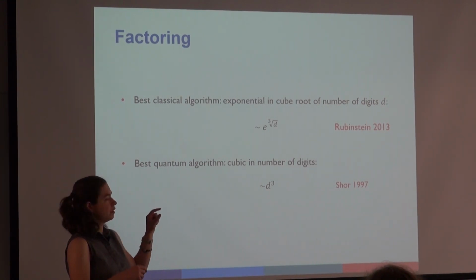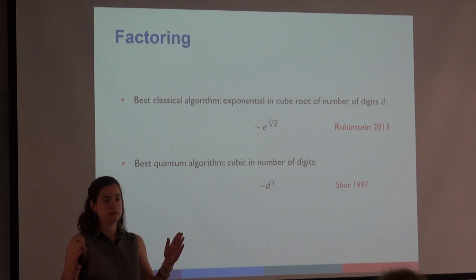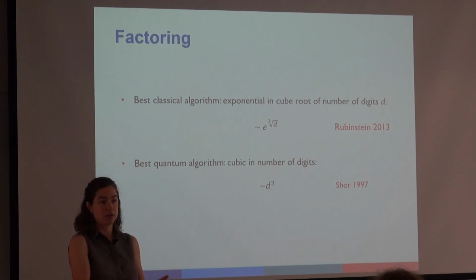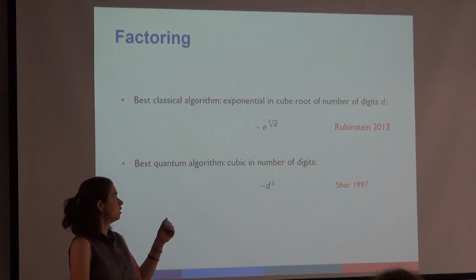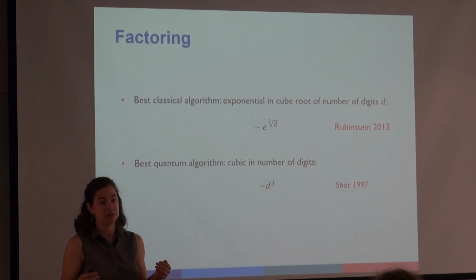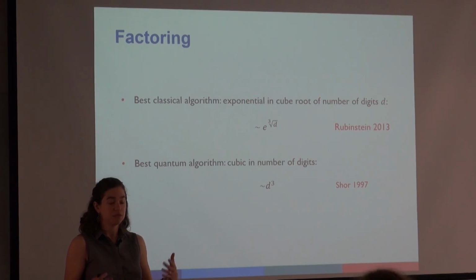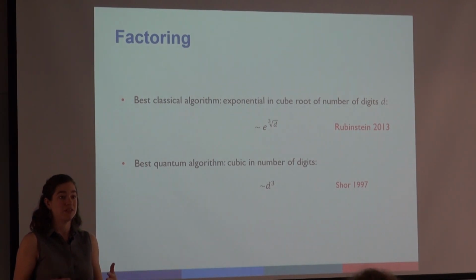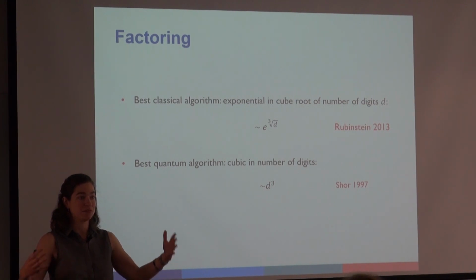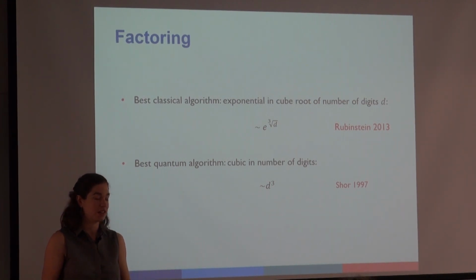If we call this little d the number of digits, and the number I showed you on the previous slide had a couple hundred digits in it, the amount of time it takes for a regular computer to factor such a number is exponential. It's exponential in the cube root of the number of digits. That's a very, very long time. We can't actually factor very large numbers, because if you add one more digit to your number, it scales up by a very large amount in time.